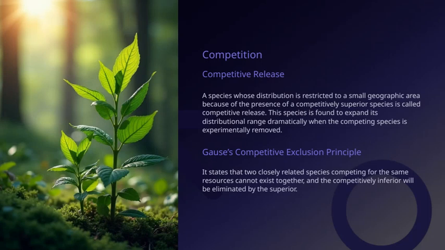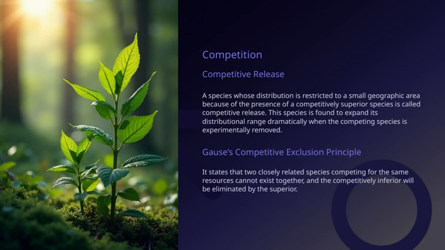So this slide highlights a key concept in ecology known as Gauss's competitive exclusion principle. Essentially, it states that two species that are very closely related and compete for the same resources can't really coexist peacefully over the long term. The reason is that the species that's more efficient or better adapted will outcompete the other, leading to the elimination of the less competitive one. This idea emphasizes that competition is a powerful force shaping species distributions and community structure. When one species is considered the superior competitor, it tends to dominate, pushing the other out of the shared habitat.